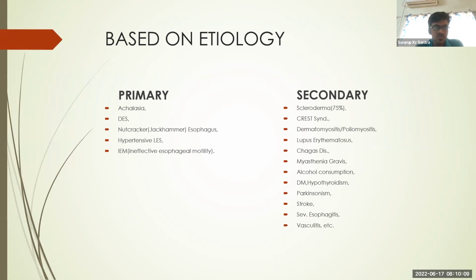The primary examples are achalasia cardia, diffuse esophageal spasm, nutcracker or Jackhammer esophagus, hypertensive lower esophageal sphincter, and ineffective esophageal motility. Secondary can be due to different causes, most commonly scleroderma, then CREST syndrome, dermatomyositis, polymyositis, lupus erythematosus, Chagas disease, myasthenia gravis, alcohol consumption, diabetes, hypothyroidism, Parkinsonism, stroke, severe esophagitis, vasculitis, etc.